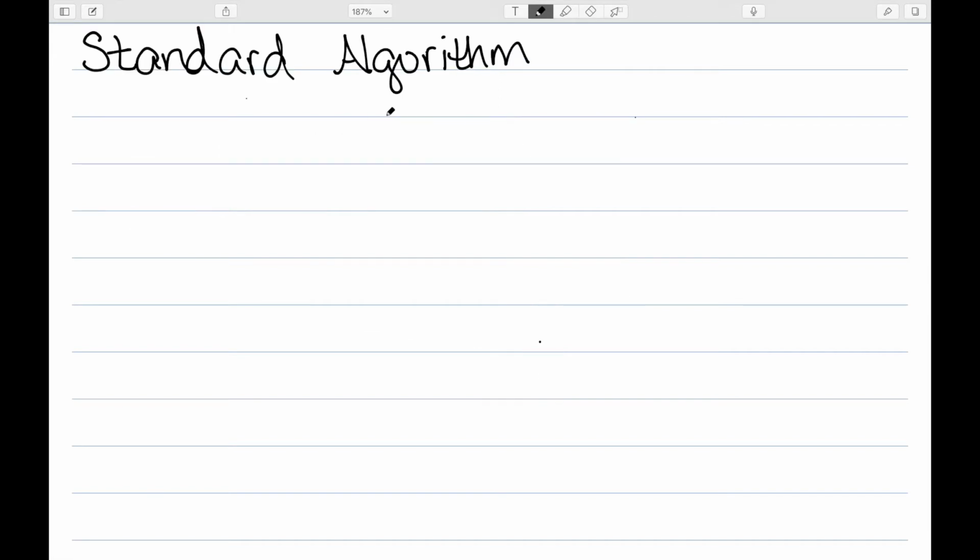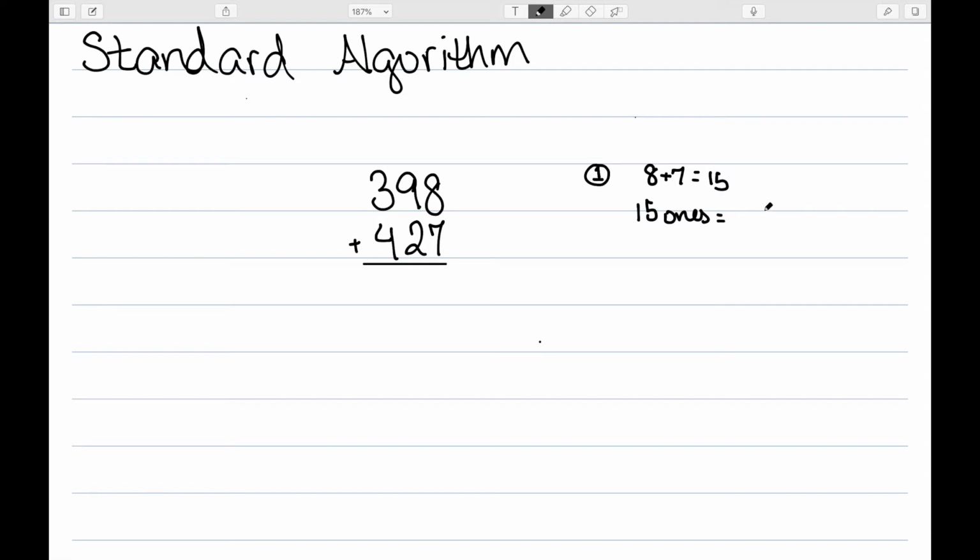The next method I want to look at is the standard algorithm. Let's look at something like 398 plus 427. The first step I'm going to do over here, we add the ones. We add 8 plus 7 to get 15. We then regroup. We're going to write 15 ones as 1 ten plus 5 ones. So we have our 5 ones and our 1 ten.